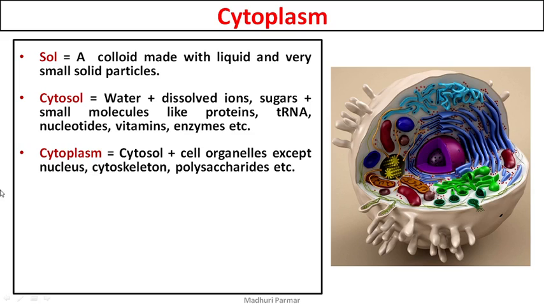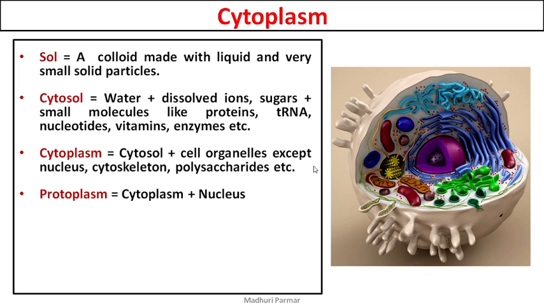Very good. Now let us see, what does cytoplasm mean? Cytoplasm is this sol, which is just the liquid portion and the small solids in it, the cytosol, plus cell organelles except nucleus. All the different organelles that you see here in a cell, it could be endoplasmic reticulum, it could be Golgi complex, it could be mitochondria, centrioles, ribosomes, all of these are included in cytoplasm except nucleus. Except for this nucleus, you include everything. The water part, which is cytosol, plus the cell organelles will make cytoplasm.